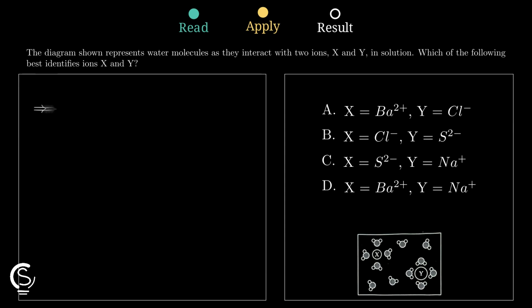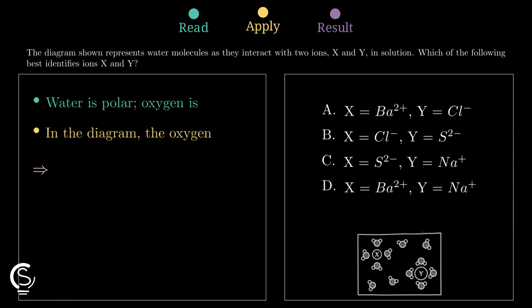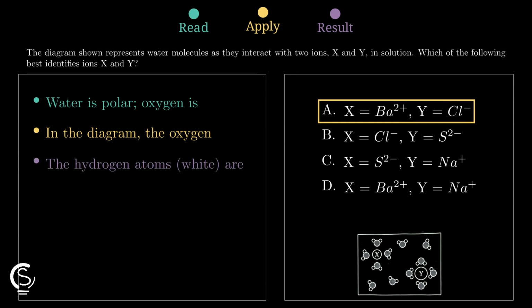Looking at ion X, the red oxygen atoms are pointing directly toward it. Since opposites attract, a negative oxygen must be surrounding a positive cation. Therefore, ion X must be positively charged. Look at ion Y. The white hydrogen atoms face it, meaning ion Y is a negative anion. This makes option A the correct choice.